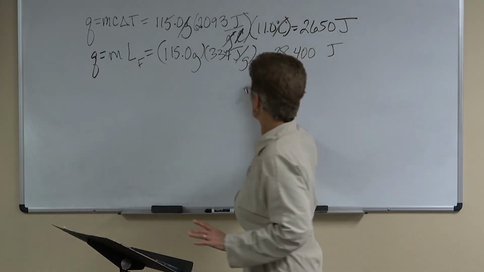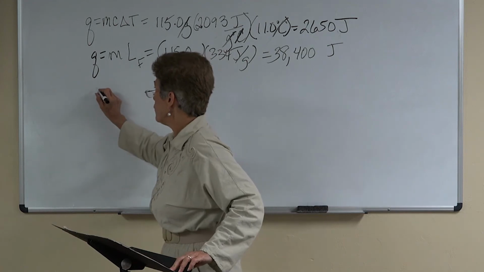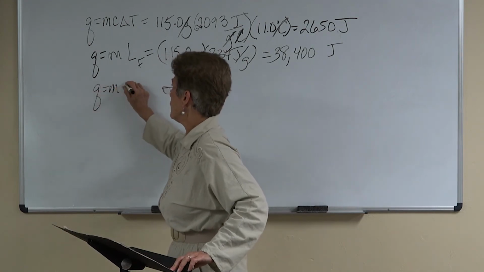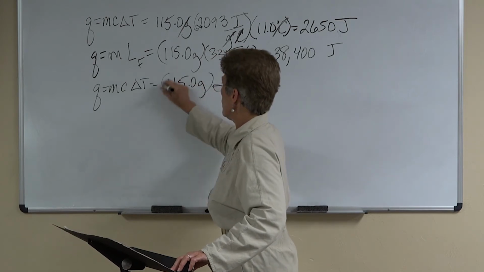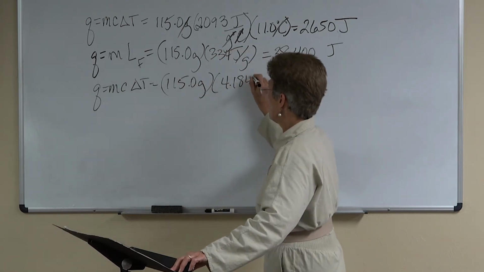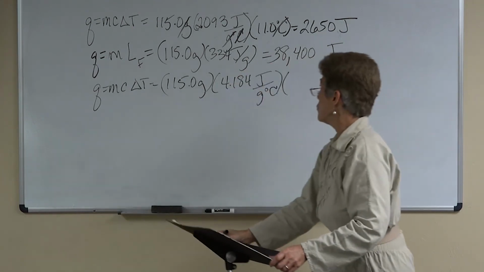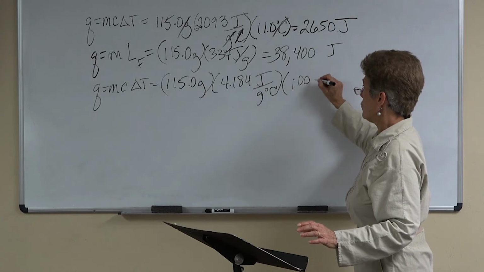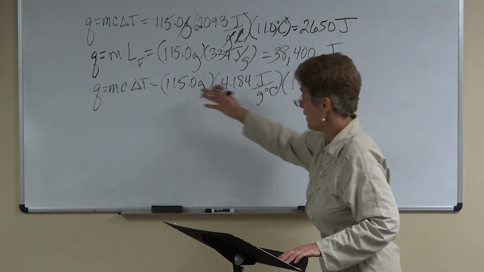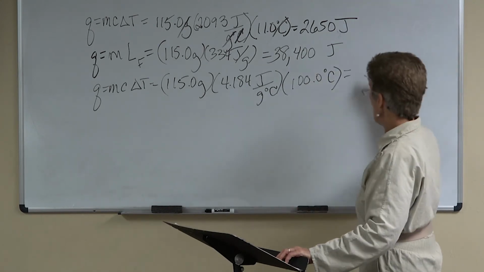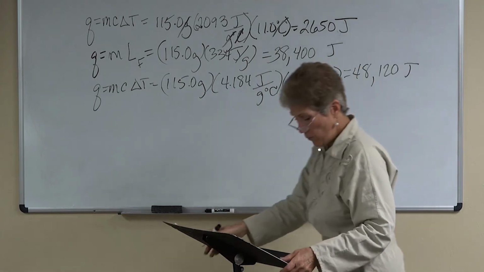Okay, now we've brought it up to 0. Now we've melted it. Okay, so now we're going to take it up to 100 because we're going to vaporize it. So Q equals mc delta T. Here we have 115 grams, but now we're dealing with liquid water, so it's 4.184 joules per gram degrees Celsius. And the change in temperature was 100 degrees, where the final temperature was 100 degrees. Okay. So we can keep our 4 significant figures here. This gives us 48,120 joules.